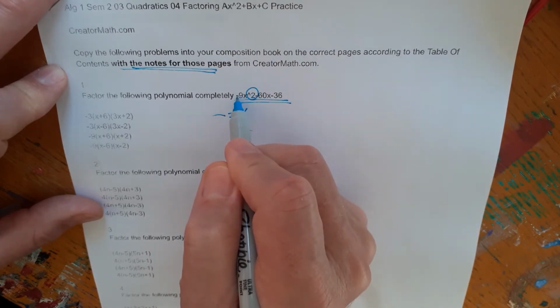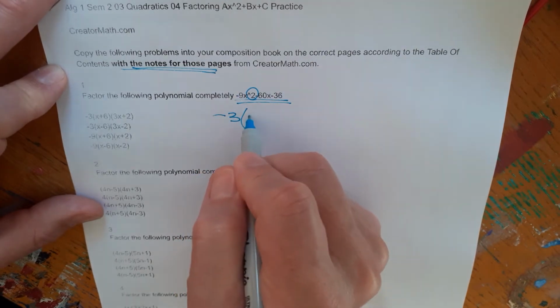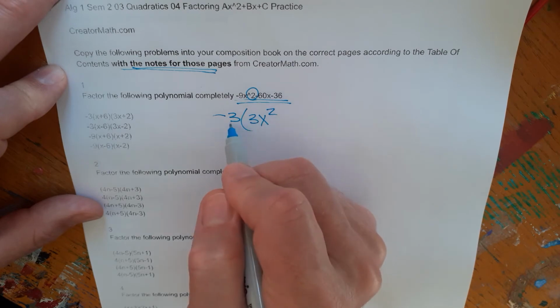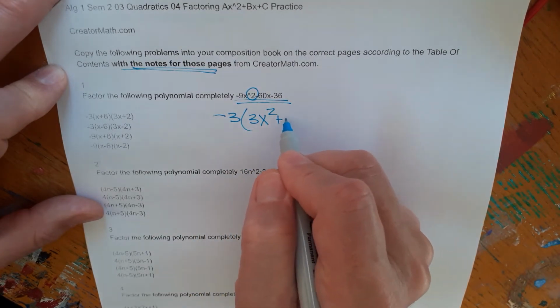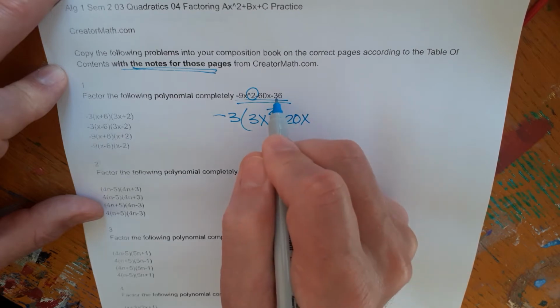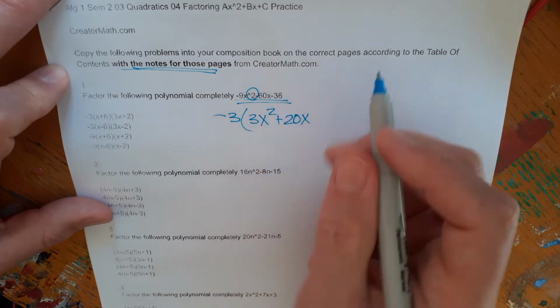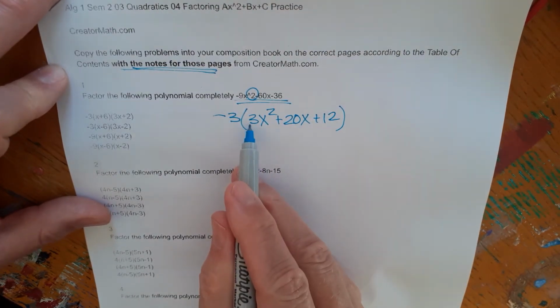So negative 9 divided by negative 3 is 3x squared remains. Negative 60x divided by negative 3 changes our sign, gives us 20. And minus 36 divided by 3 gives us 12 and changes the sign too. Now we're moving to a little bit simpler form.